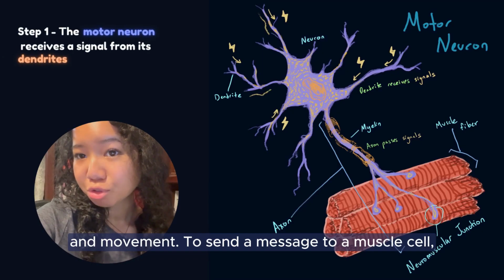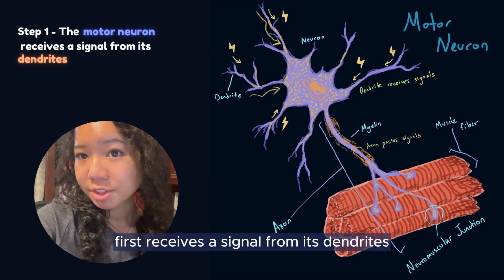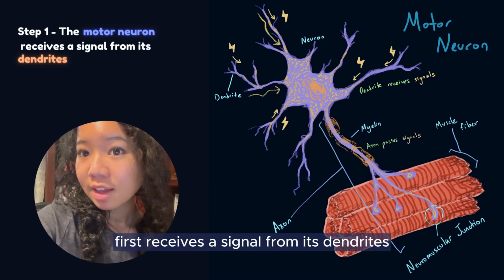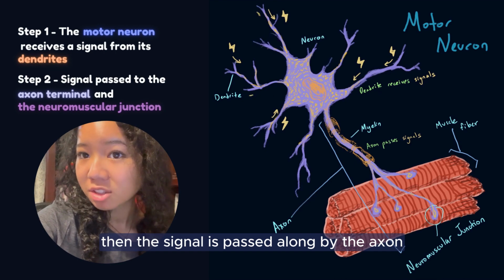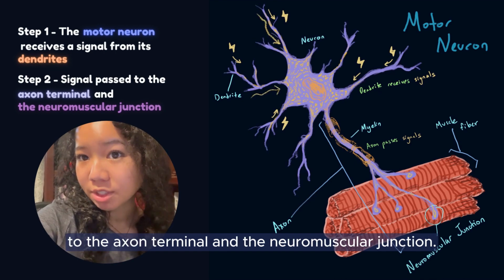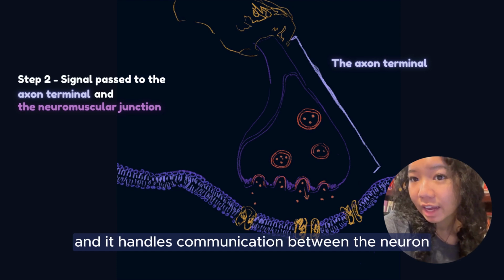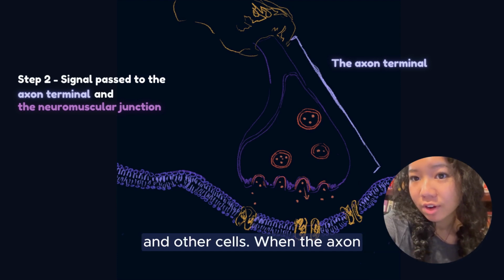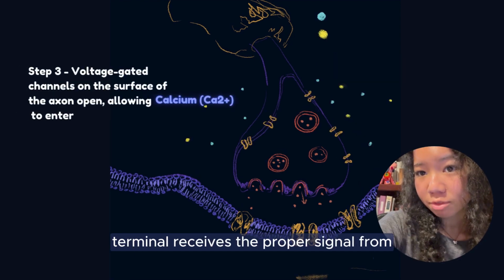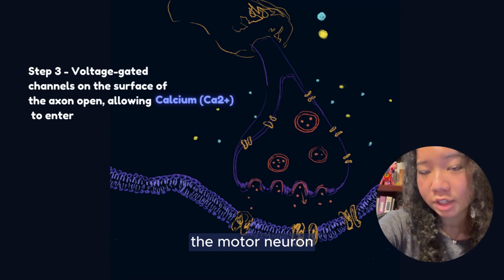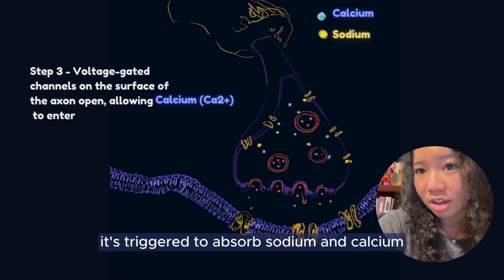To send a message to a muscle cell, the motor neuron first receives a signal from its dendrites. Then the signal is passed along by the axon to the axon terminal and the neuromuscular junction. The axon terminal is at the very end of the axon, and it handles communication between the neuron and other cells. When the axon terminal receives the proper signal from the motor neuron, it's triggered to absorb sodium and calcium.